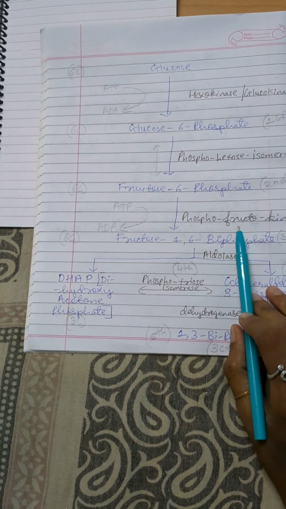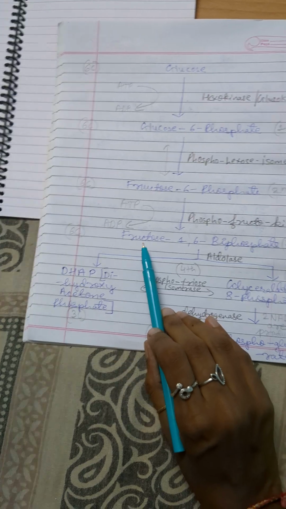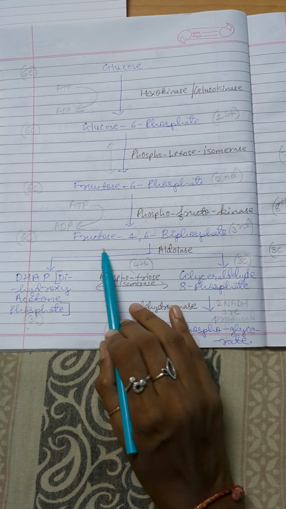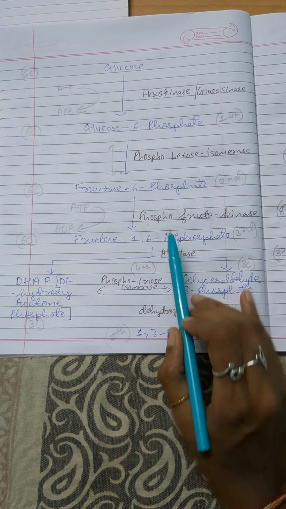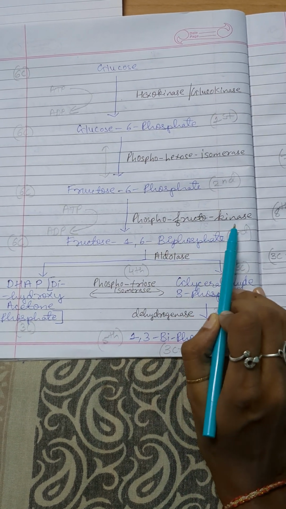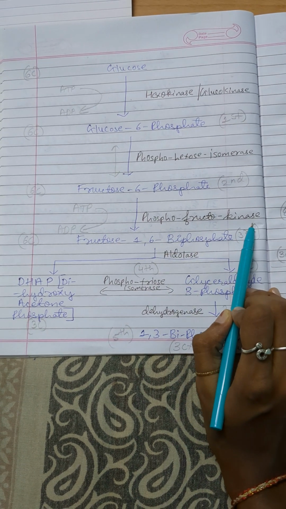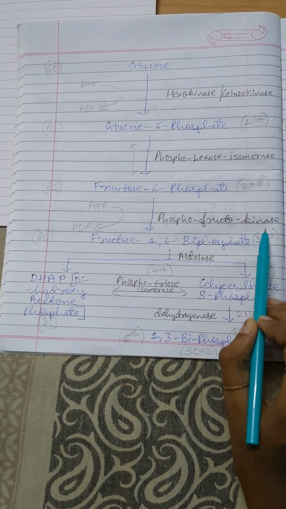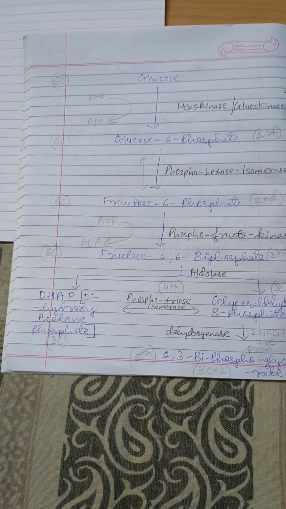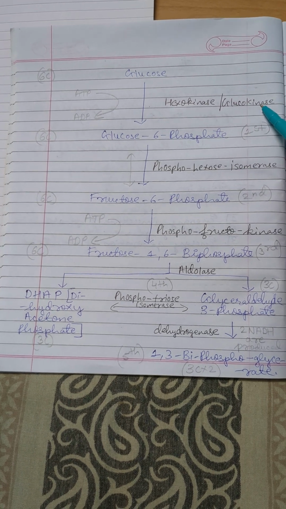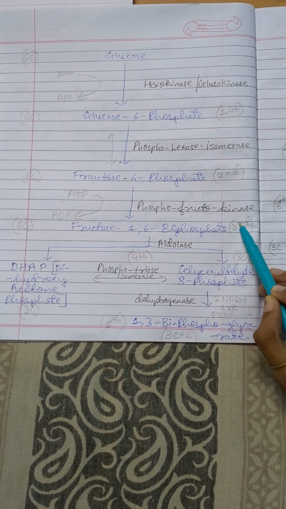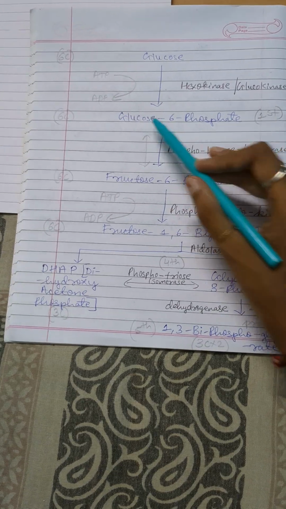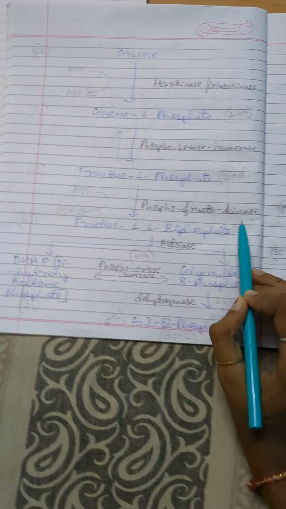Then next, fructose 6-phosphate is converted to fructose 1,6-biphosphate, with the enzyme phosphofructokinase. Phosphate group, fructose, and kinase, that is the formation. To remember, we can remember it like this: first step kinase, then isomerase, then again kinase. Kinase, isomerase, kinase: formation, then isomerase for glucose and fructose isomers, and then again kinase.